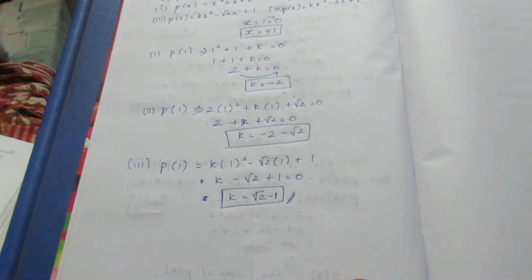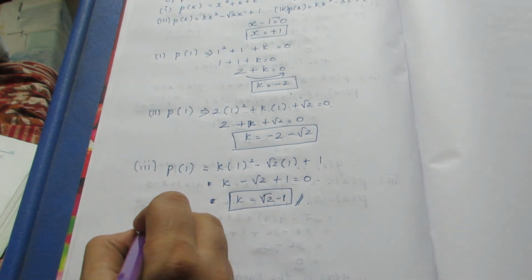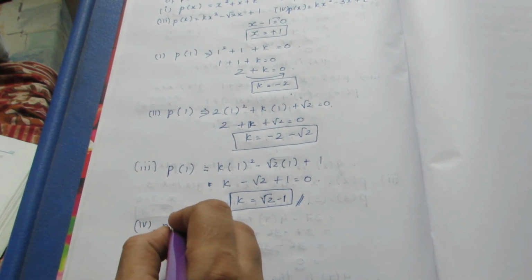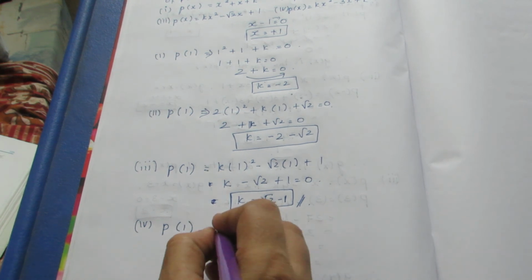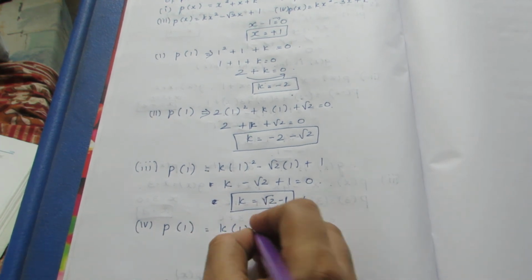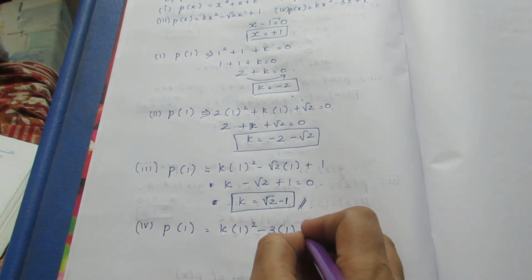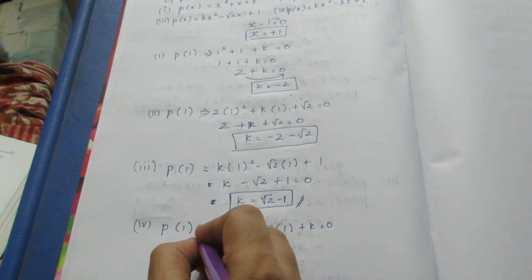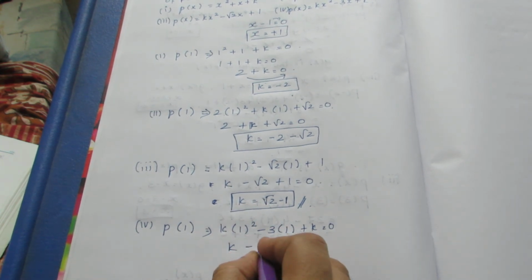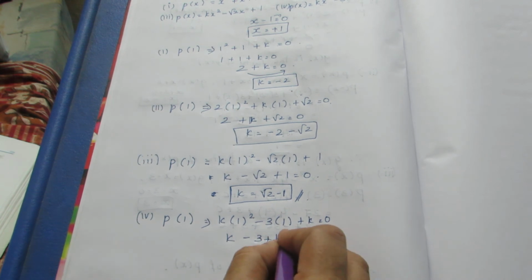We'll move on to the fourth one. In the fourth one, it is given that p of x, that is p of 1, if I substitute, k into 1 square minus 3 into 1 plus k is equal to 0. Here it is k minus 3 plus k equal to 0.